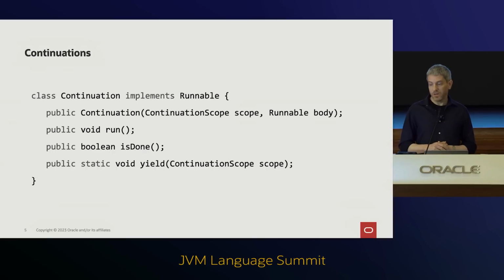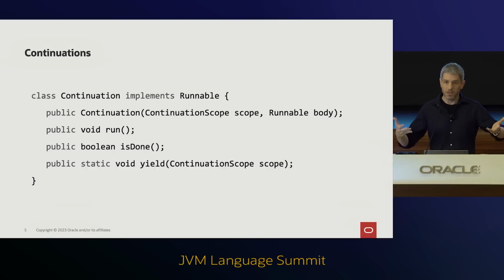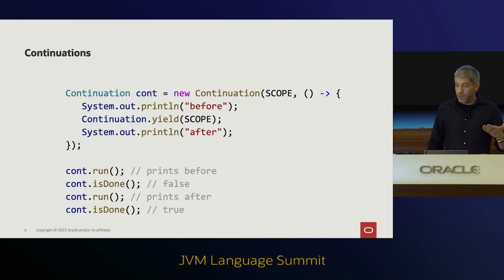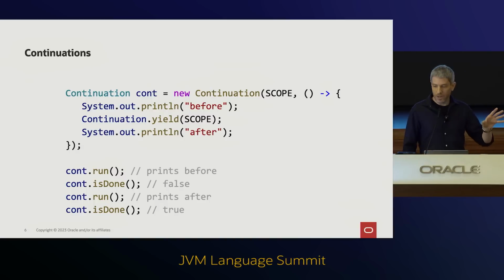It has two interesting methods, run and yield. Run either starts the continuation, starts executing the body, or resumes it, and yield suspends it. And those scopes, by the way, allow us to nest continuations inside one another. But that's the last thing I'm going to say about those. So how would it work? This API is not public, but if it were, we're inside the JDK, this is how it would work.